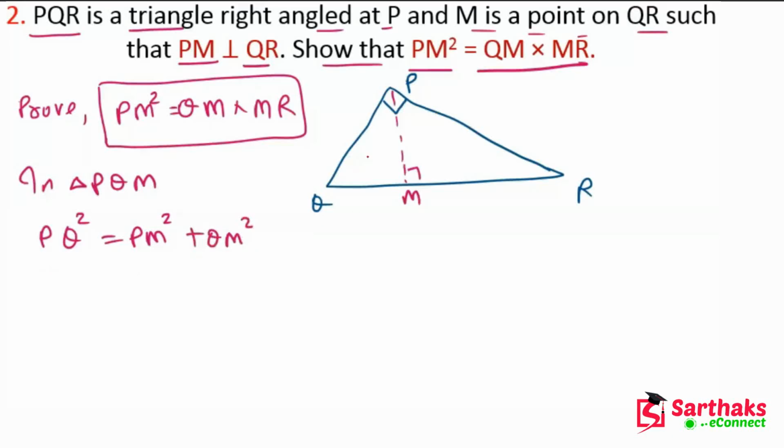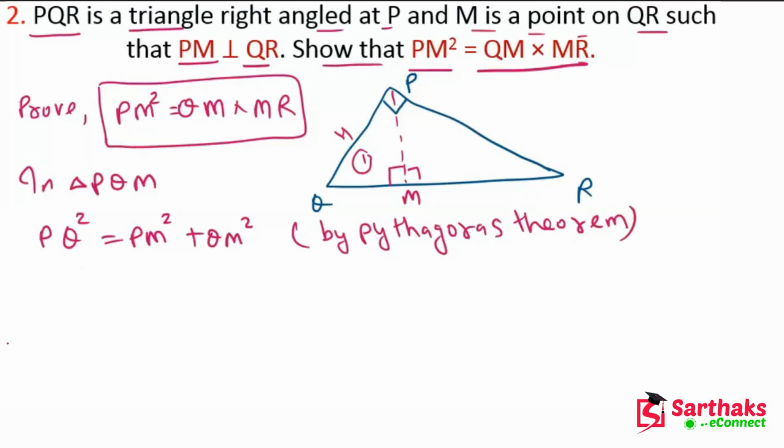How? Listen, in this triangle PQM, our perpendicular is this, and the side opposite to this perpendicular is the hypotenuse. So we know that hypotenuse square is equal to base square plus perpendicular square. So we can write it by Pythagoras theorem. Okay, I hope you understand this. So now in this case PM square is equal to PQ square minus QM square. This is our first equation.